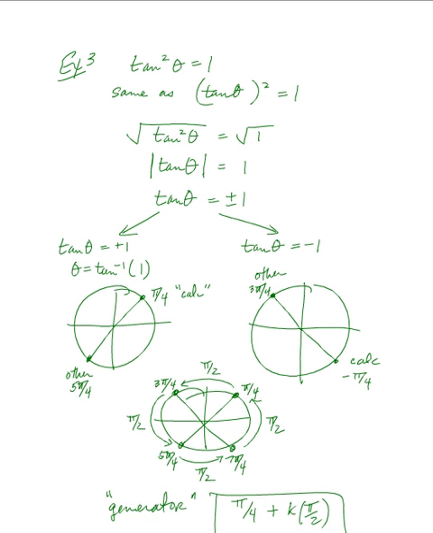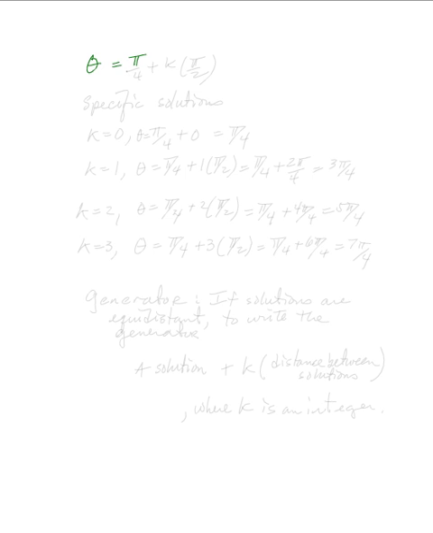So hopefully then, let's take a look at this generator so you can see that it really does pick up all the solutions. Let's take a look at theta equal to pi over 4 plus k times pi over 2. Let's just put in some values of k to get specific solutions. When k is 0, I get theta is pi over 4 plus 0, or just pi over 4. That was our first one that we recognized.